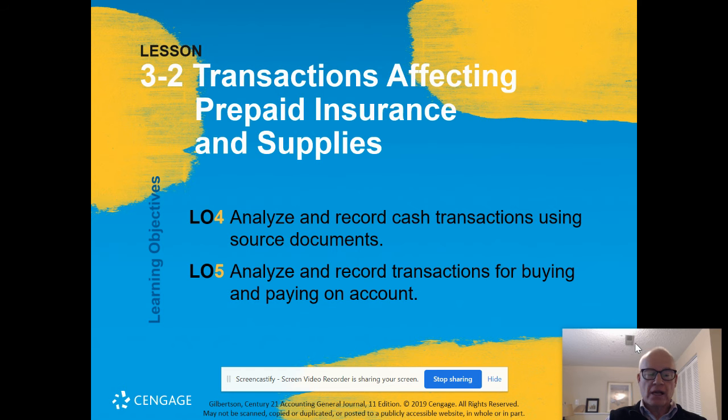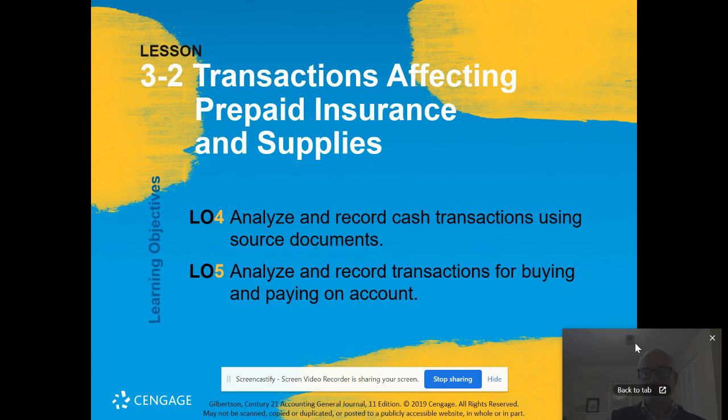So we're going to again analyze and record cash transactions using source documents, kind of a play on what we did in lesson 3-1. Analyze and record transactions for buying and paying on account. So again, we're building on the stuff we learned in chapters 1 and 2, and then just recently in 3-1, adding a little bit, focusing here on prepaid insurance and supplies. We'll add different transactions with our multi-column journal as we move forward.